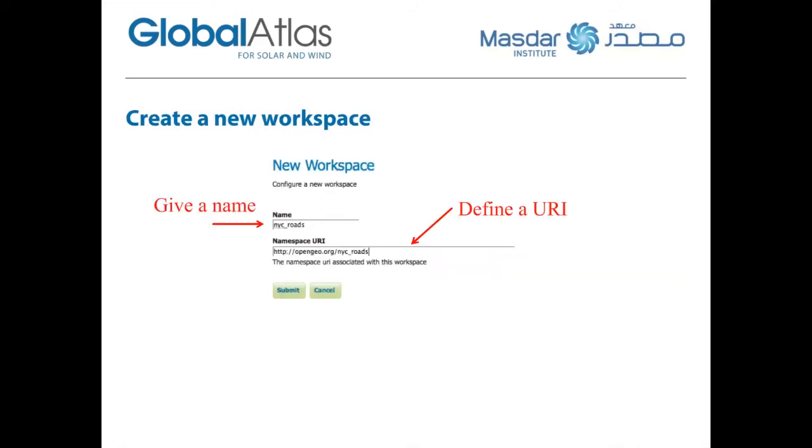To create a workspace, you just need to select Workspaces on the left menu and then click on Add New Workspace. For the new workspace, you need to define a name and a URI, that is simply a URL to the project. To finish, click the Submit button.